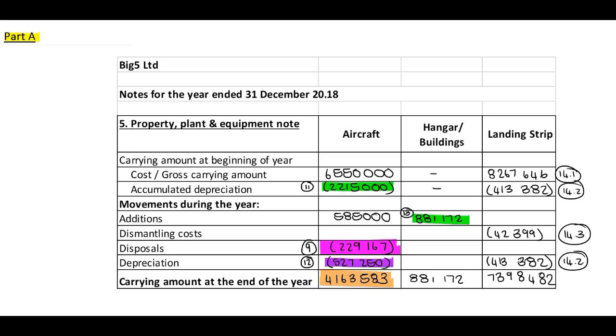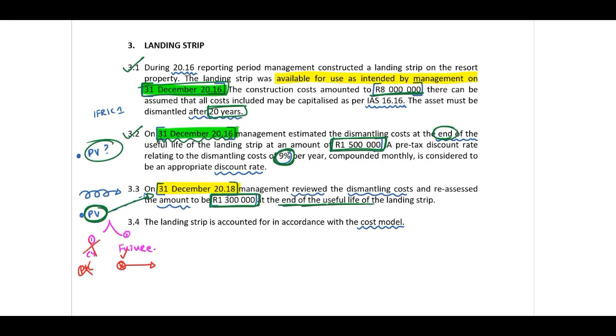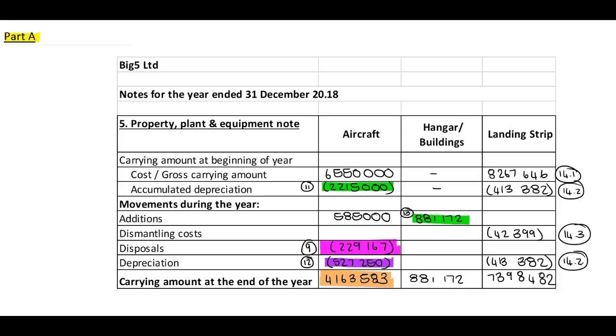and our total will be 7,398,482. Guys, when you refer back to the given information, we are able to tick off 3.3 and 3.4 relates to the cost model that needs to be applied. Therefore, we have now completed our PPE note.